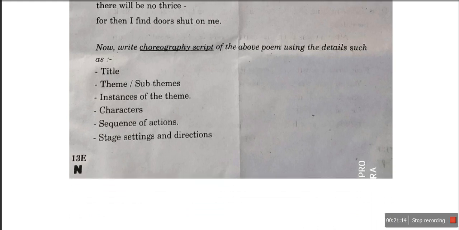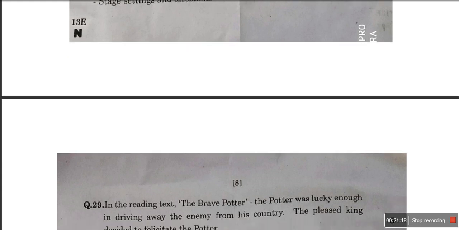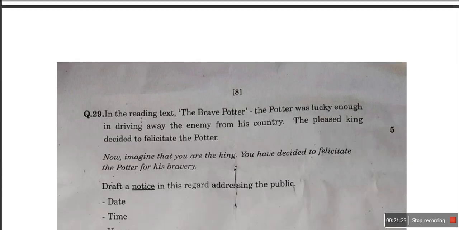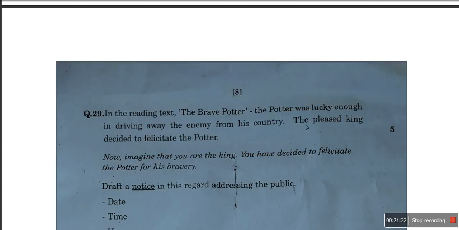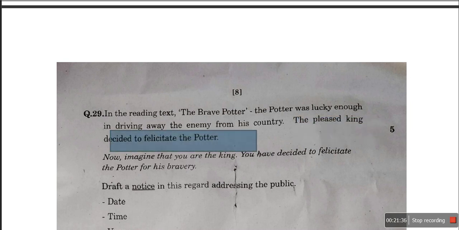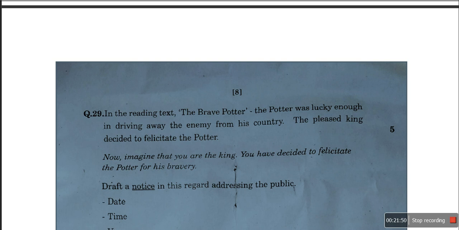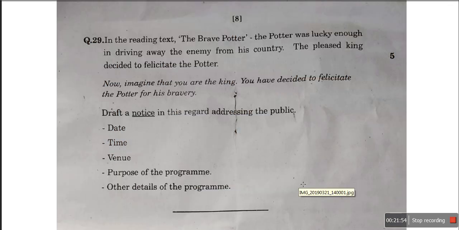Let us go to the minor discourse. Only one discourse comes, for 5 marks. It is given from the story The Brave Potter, we know. So the Potter was lucky enough in driving away the enemy from his country. The pleased king decided to felicitate the Potter. Now imagine that you are the king, and you have decided to felicitate the Potter for his bravery. So we have to write the notice. As you know friends, every notice includes first of all the organization name and address, then the title, the date and time, the venue, the purpose, and the remaining details. We have to write all these things, and at the end we have to put them within a box. That comes as a minor discourse.